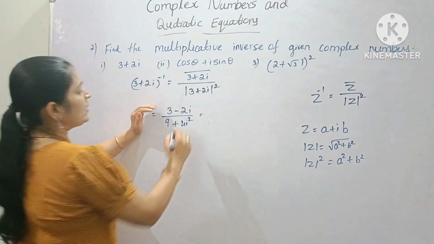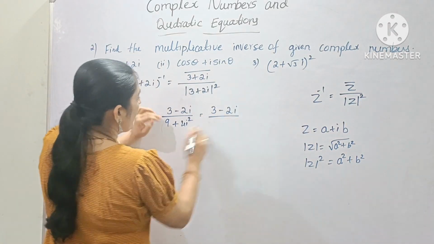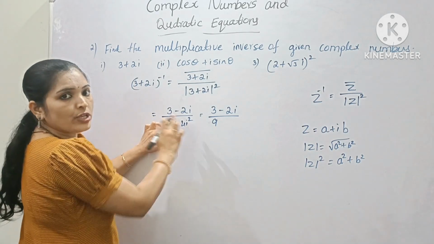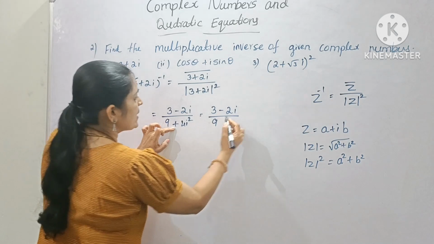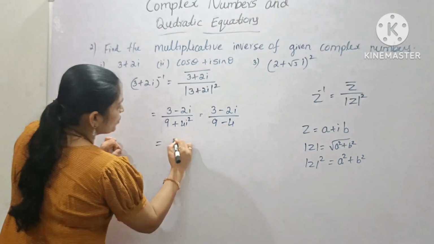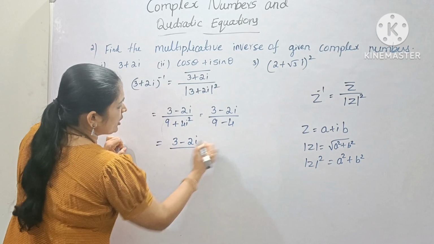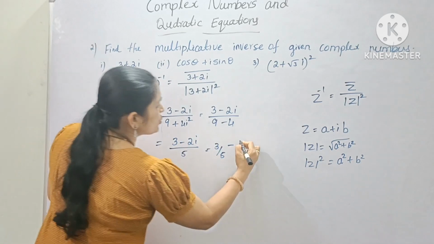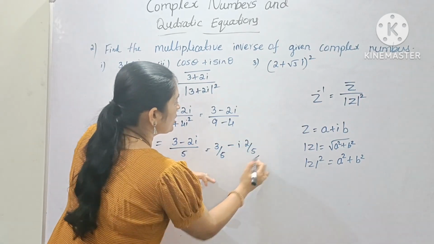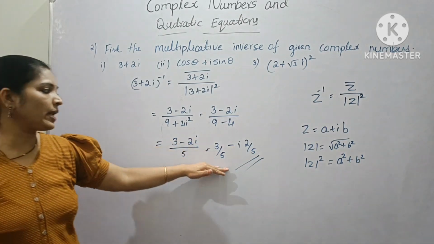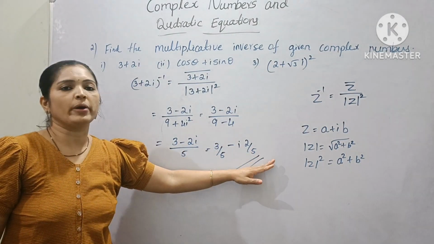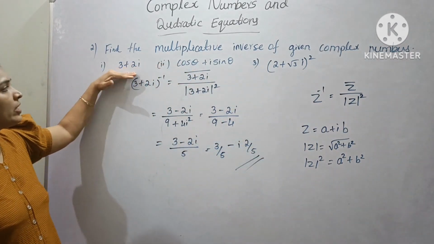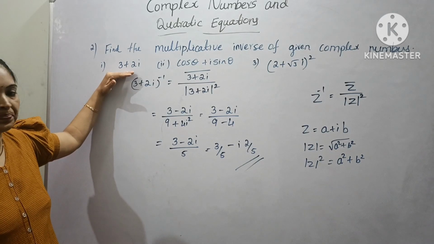Then 3 minus 2i divided by 9. Here i square value is minus 1, so plus becomes minus, so 9 plus 4 is 13. That is equal to 3 minus 2i divided by 13. So we can write it as 3 by 13 minus 2i by 13. Now it is of the form a plus ib. Real part is 3 by 13 and imaginary part is minus 2 by 13. So it is the multiplicative inverse of the given complex number 3 plus 2i.